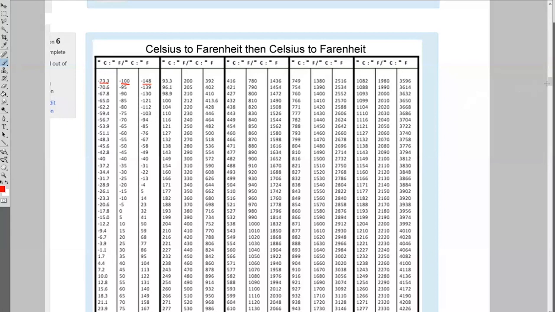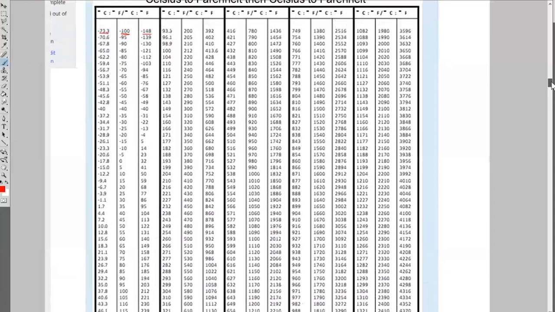All right, so we are looking at 487, which is right. 488. That's pretty good. 488 degrees Celsius is how much in Fahrenheit? 910.